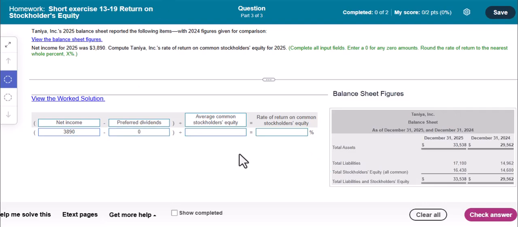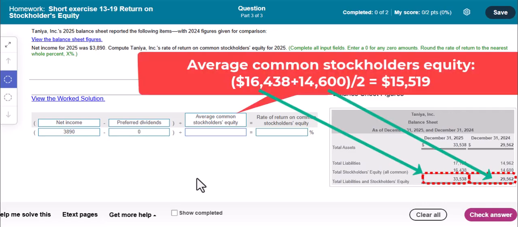Next we have average common stockholders' equity. How do we get that number? We take the 2025 number from the data table, and also the 2024 number, add those together and divide by 2 to get the average. That's 16,438 plus 14,600, divided by 2, for an average of 15,519.